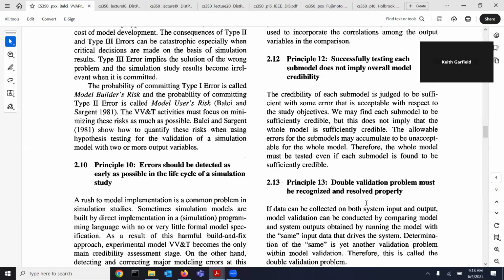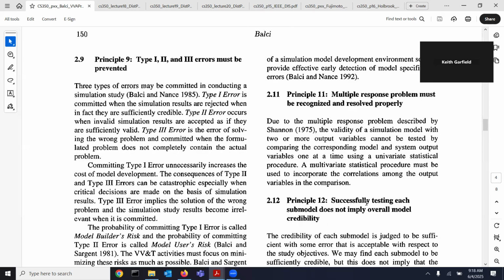Errors should be detected as early as possible. Yes, that's a cost savings thing. The longer you wait to discover a defect, either in your model or in your software, the more costly it is to fix. And this is the other one, Principle 11. Multiple response problem must be recognized and resolved properly.